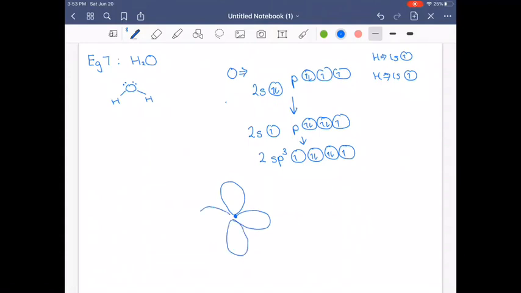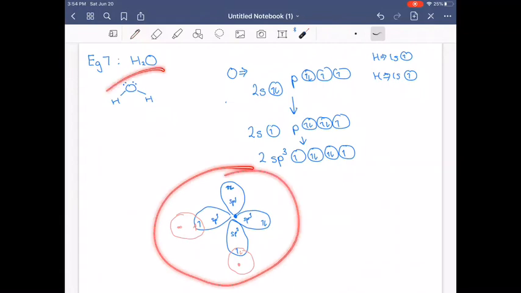Here's sp3. So all of these are sp3. All of these have electrons. 2 of them are full. The other 2 have 1. And here's hydrogen. Oh, what am I doing? I don't want to put hydrogen there. That's ridiculous. Here's hydrogen. Okay. So that's water.